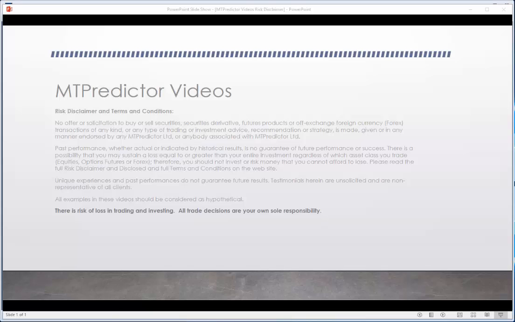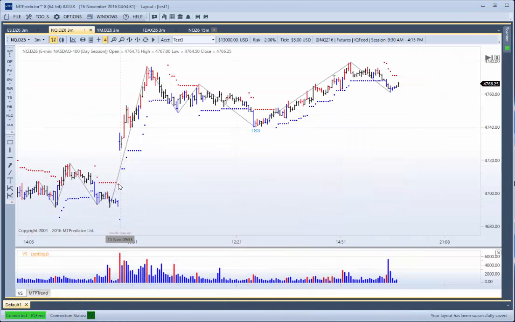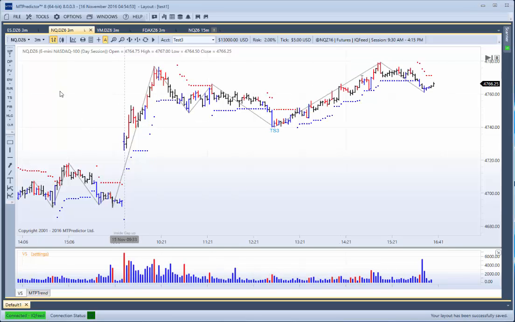Right, let's move over to have a look at an example that I was talking about in our MTPredictor training room yesterday. And I want to follow up on this because this was effectively a setup that I was looking at live, actually just before it happened at the end of the webinar yesterday. So I want to follow up just to show you what happened after my comments yesterday. Now let's have a look at the situation.